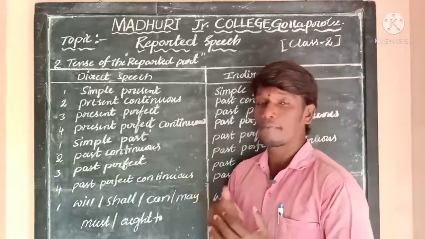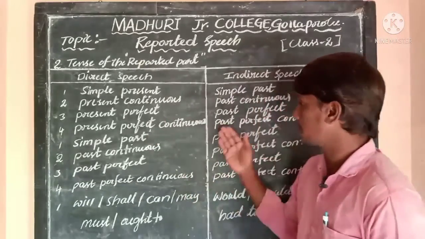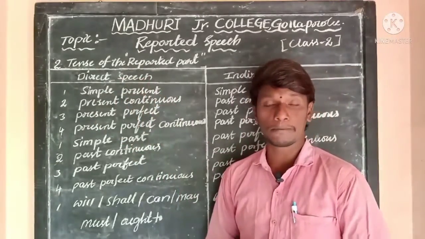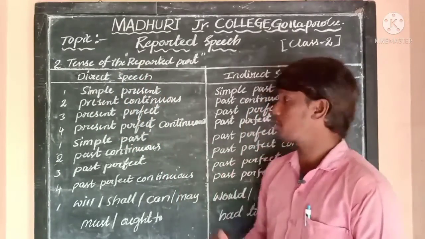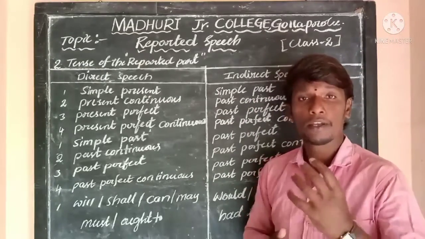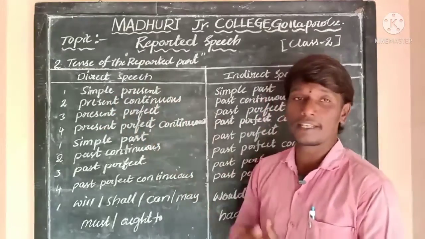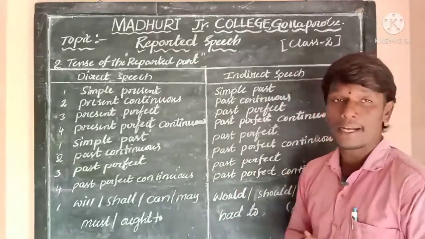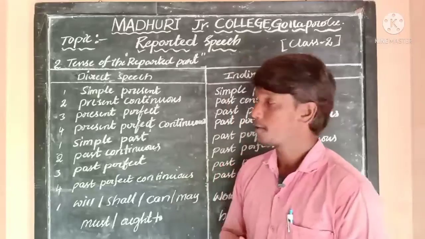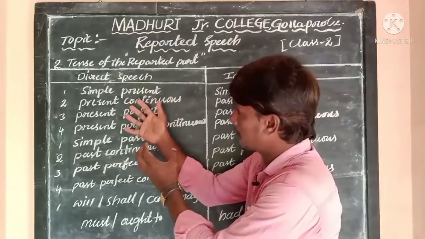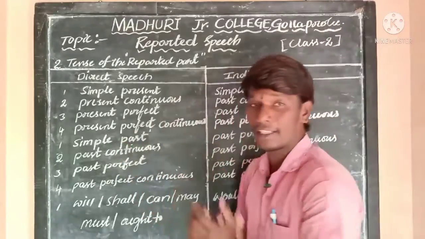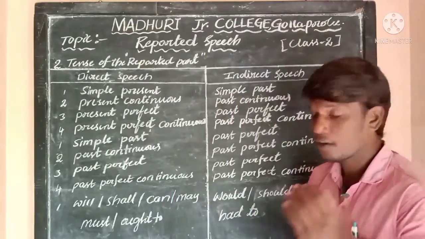Right. These present perfect continuous can be changed into the past perfect continuous. That means all these present tenses are changed into the past tenses, right? I hope you understand. So all these present tenses change into the past tenses. Now coming to the past tense. So we changed all these present tenses into the past tense, and how do we change past tense into the other tenses? Now let us see.